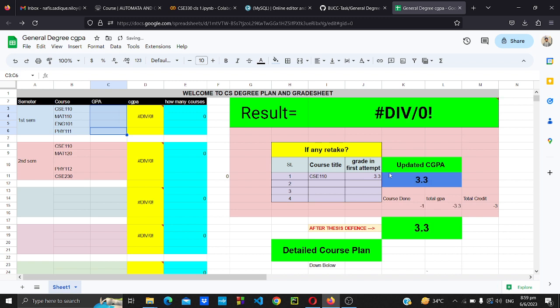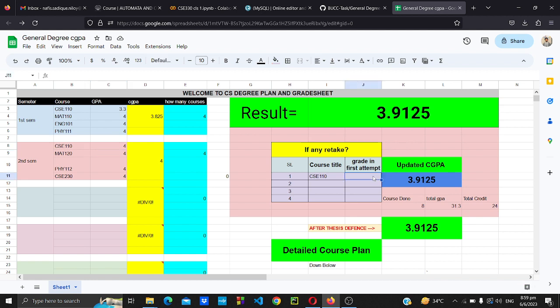So in this project, let's say in the first semester a student gets 3.3 in CSE 110 and 4 in all other courses. So his CGPA is 3.825, but in the next semester he is taking other courses and getting 4 in all the courses, and he has also taken a retake, which is CSE 110, and he got 4. So the new update is the CGPA is 3.91.